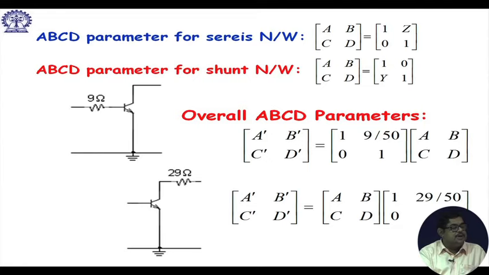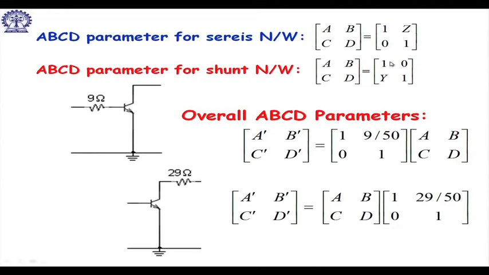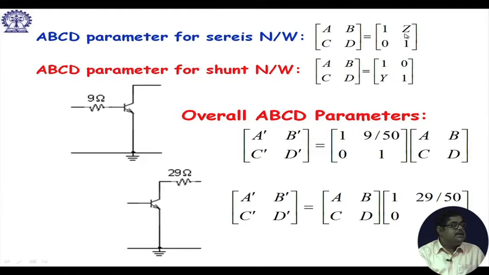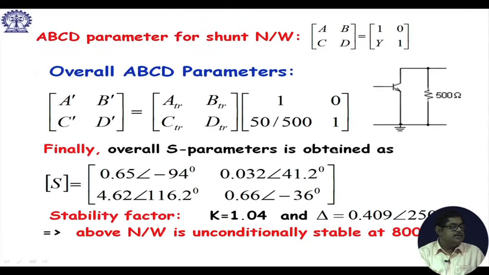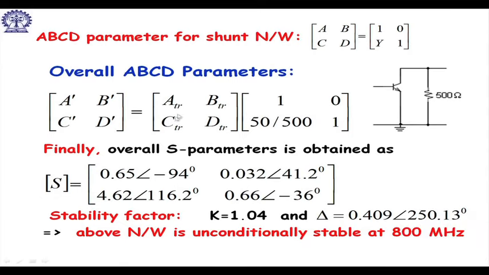These are the formulas you can refer to. When I have a series Z, I know this is the ABCD parameter, so the overall ABCD parameter in that case will be this. Similarly, for the shunt one I will have this, and overall ABCD parameters come out to be this. These are the transistor ABCD values, and after doing this multiplication, I can reconvert it to the overall S parameter. Overall S parameter is this.